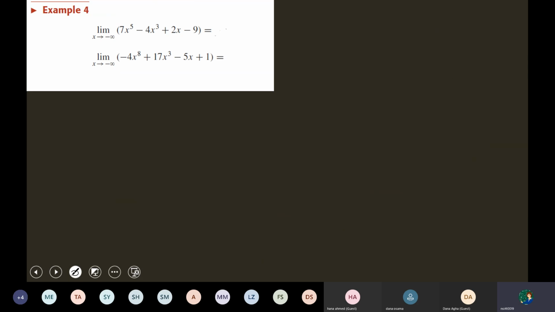Let's have more examples. Here, the limit of 7x to the power 5 minus 4x cubed plus 2x minus 9. I want to find the limit. The first step, where's my highest power? Teacher, is it always the highest power? Yes, always take the highest power.